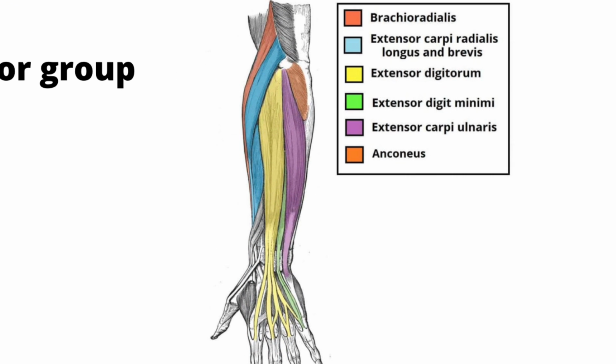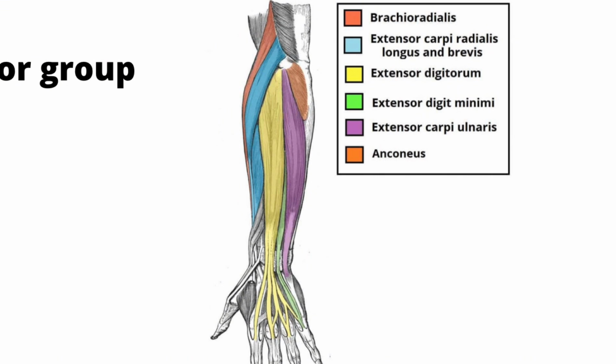Extensor group of the forearm. Posterior compartment. The extensor muscles of the forearm are located in the posterior compartment and are responsible for extension of the wrist, fingers, and thumbs, as well as supination of the forearm. All are innervated by branches of the radial nerve. They are divided into two layers, superficial layer and deep layer.